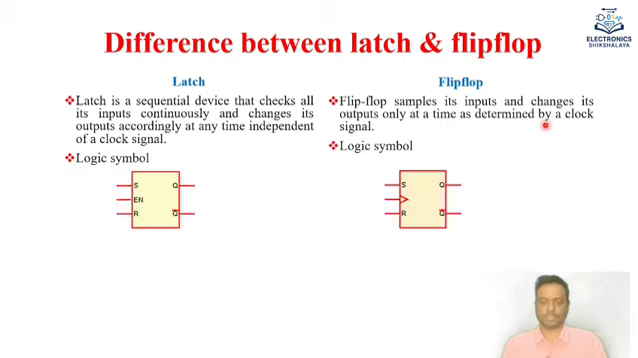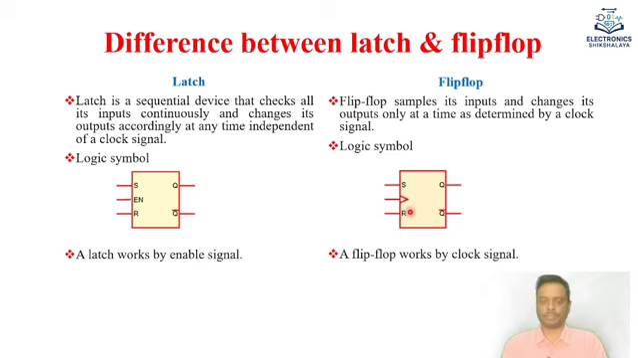Okay. So this is the logic symbol of the latches. You can see there is an enable signal. This is the SR latch. So there is an enable signal, and the output can change state whenever there is a signal, but in the flip flop case this is the clock signal. So you can see there is a clock. This is called the clock symbol. So according to the clock pulse the output can change. So these are the logic symbols of latches and flip flops.